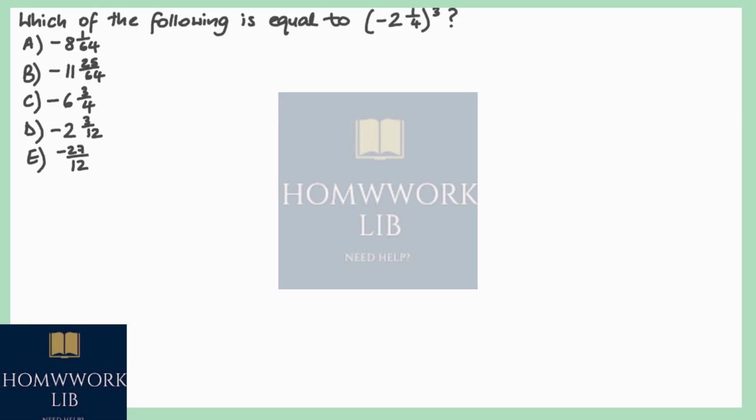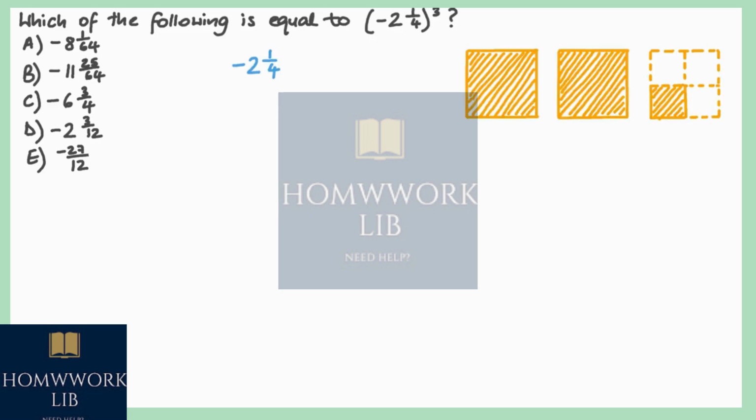Let's start this question by writing our fraction negative 2 and 1/4 as a top-heavy or improper fraction. Taking our fraction 2 1/4, ignoring the negative for a second, and visualising it as 2 whole shapes and 1/4. If we split our 2 whole shapes into quarters, we would have 4 quarters in each one plus our 1/4 left over. So 2 1/4 is equivalent to 9 over 4. So negative 2 1/4 is equivalent to negative 9 over 4.